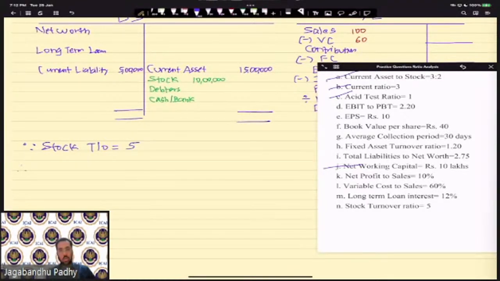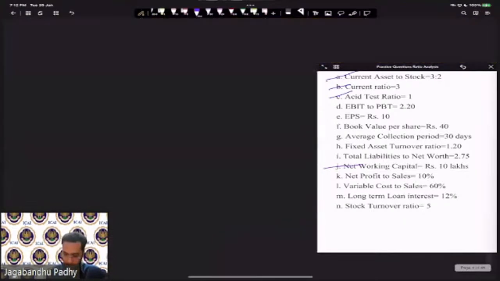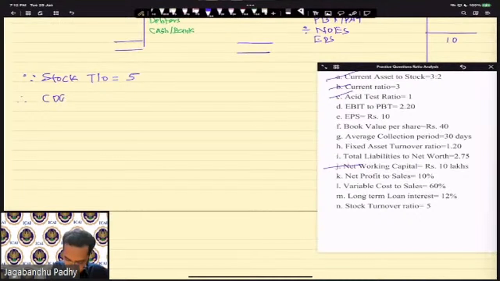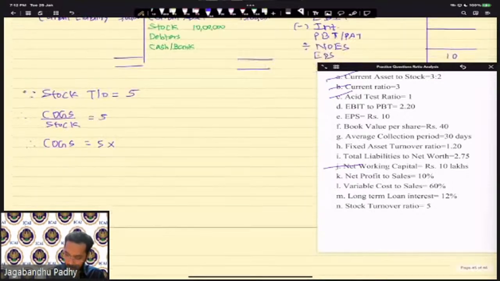So how do we get the stock turnover number? Stock turnover is basically cost of goods sold divided by stock, and it is 5. Now you might be getting a bit of relief that possibly we are trying to get an answer. So COGS upon stock is 5. Therefore, COGS will be 5 multiplied by 10 lakh.